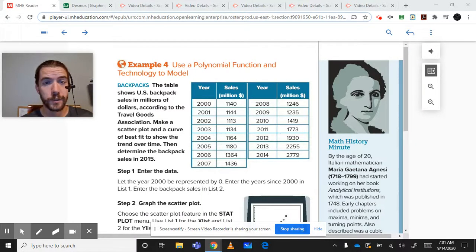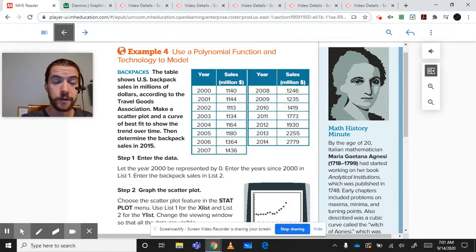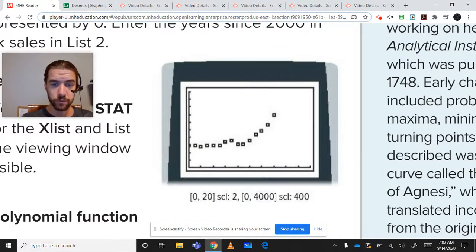Okay, so in the book, example 4 is over using a polynomial function and technology to model it. Basically, it goes through the process of taking a set of data like you see in the table and plotting it on a graph. On a graphing calculator, like a TI-84, you can input a list of values and it can plot it on the graph. So this would be what you'd see: a bunch of data points.